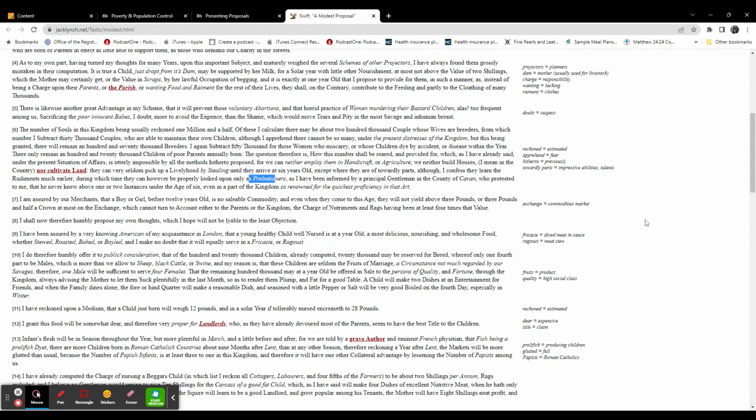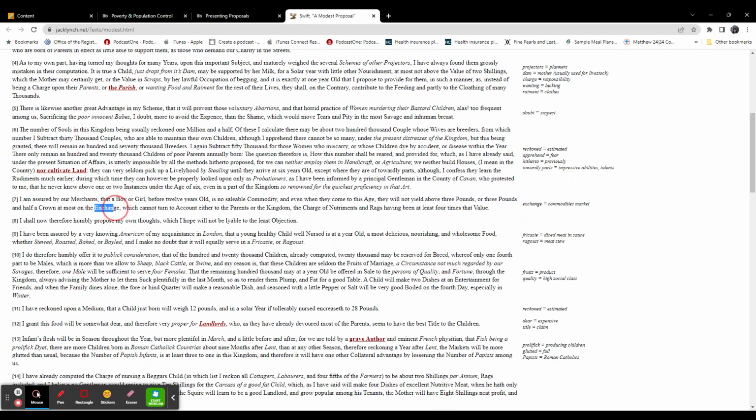As I have been informed by a principal gentleman in the country of Cavan, who protested to me that he never knew above one or two instances under the age of 6, even in the part of the kingdom so renowned for their quickest proficiency in that art. So, stealing. I am assured by our merchants that a boy or girl before 12 years old is no sellable commodity. So we're getting into stock exchange terms, right? No sellable commodity. So someone right before 12 years old, we can't really sell that person in order to eat that person. And even when they come to this age, they would not yield above 3 pounds or 3 pounds and a half a crown at most on the exchange.